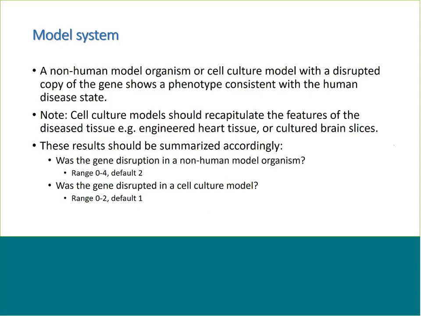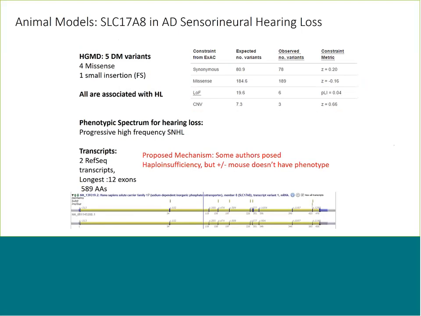Again, we have a different range of points depending on the type of model. So if it's a non-human model organism, you can potentially score higher than a cell culture model. We have some examples here. This was Marina's example for hearing loss. Yep, I just wanted to talk you through a scenario that we actually come across quite frequently. If you have any further insight into this scenario, or if you've done something differently, if this happens to you too, feel free to comment.